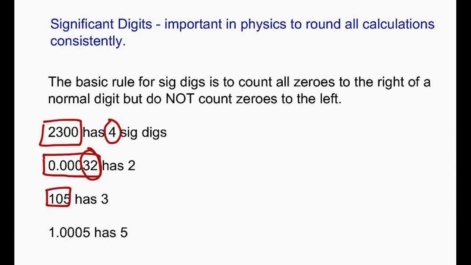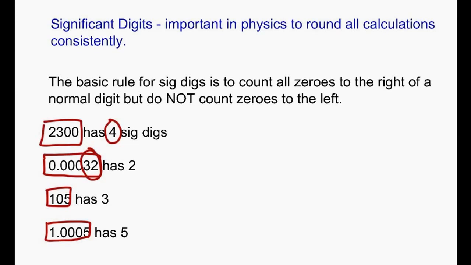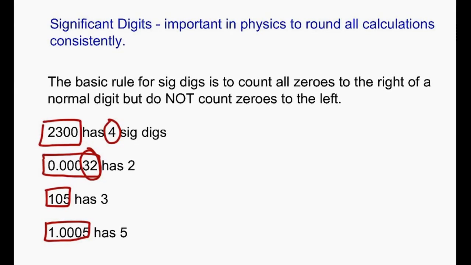Here we have a 0 in the middle. That's fine, so we have 3 digits. So the zeros do count if they're in the middle. And once again, here we've got some zeros in the middle, so all of those count, so we end up with 5. So when you're doing significant digits, the trick to remember is ignore the zeros in the front. Those aren't going to be important. You only worry about the zeros to the right or in the middle.